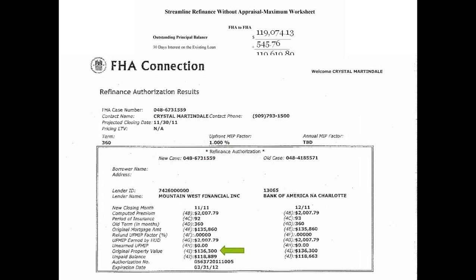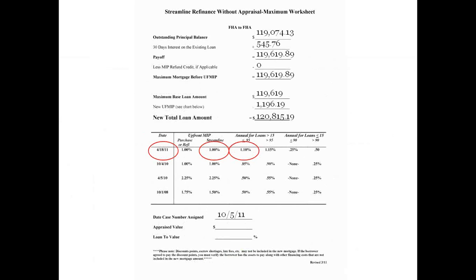So again, you're going to take your case number, and in this case it was pulled October 5th, 2011. The appraised value was $136,300. So in this case, you're going to plug that number in, and what you're going to take is you're going to go base loan amount, $119,619, divided by your original appraised value of $136,300, and that's going to give you a percentage. So in this case, the loan is at 87.8 on the LTV, which then puts you at 1.10 for the monthly.